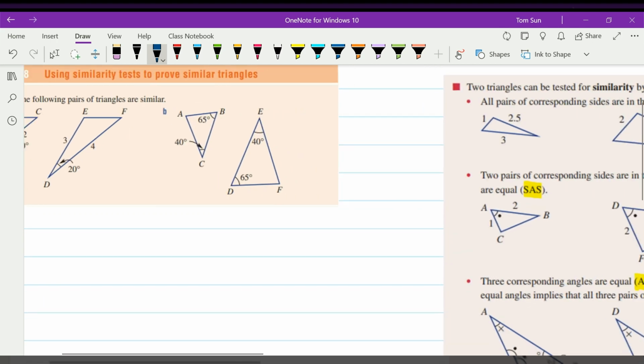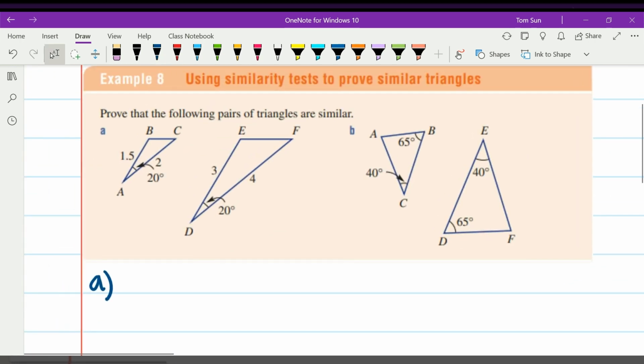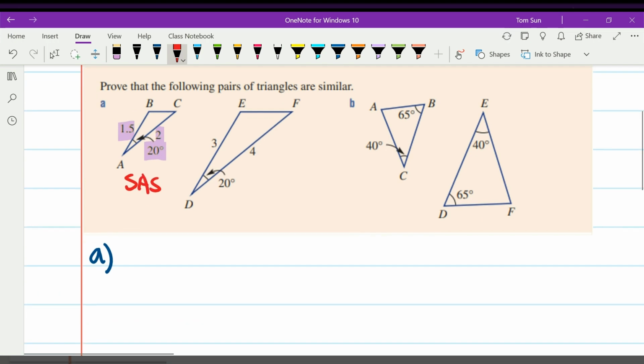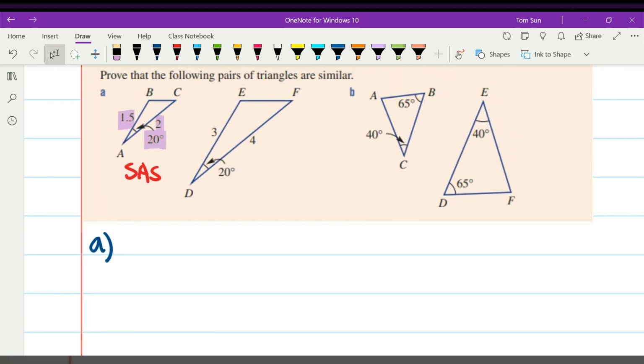Straight away, just like congruency, you should be spotting which one of these four you are going to prove by looking at what we're given. From here, you can see that we're given a side here, so I'm going to highlight these. A side here, another side here, and an angle in between. So it looks like it's going to be an SAS proof. I'm going to write that down, just so you remember that it's going to be an SAS proof. So here's how you prove that the sides are proportional.